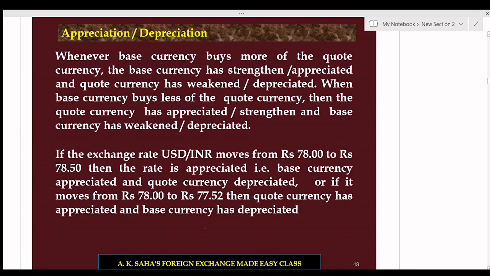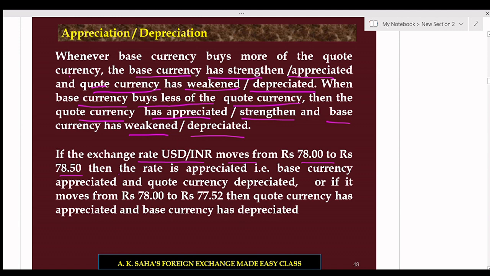Appreciation or depreciation. Whenever a base currency buys more of the quote currency, the base currency has strengthened or appreciated and the quote currency has weakened or depreciated. When the base currency buys less of the quote currency, then the quote currency has appreciated or strengthened and the base currency has weakened or depreciated.